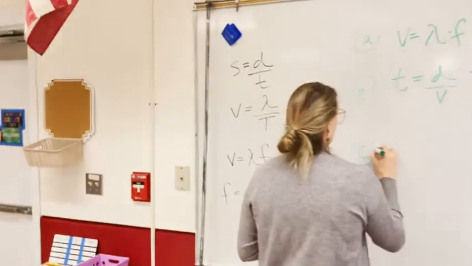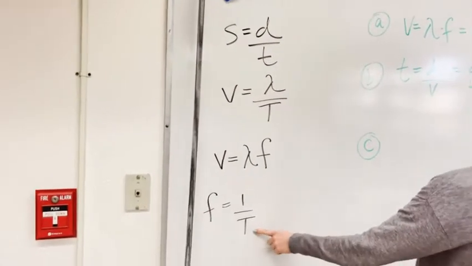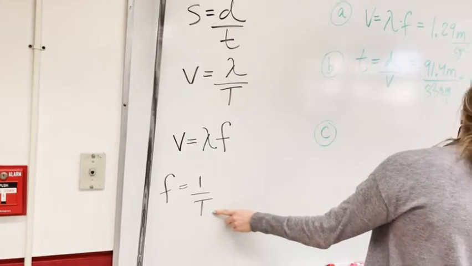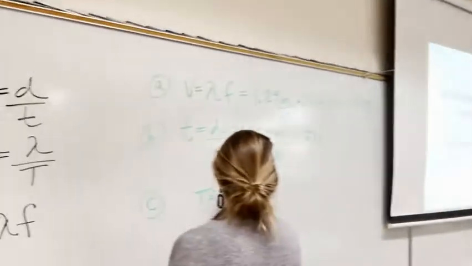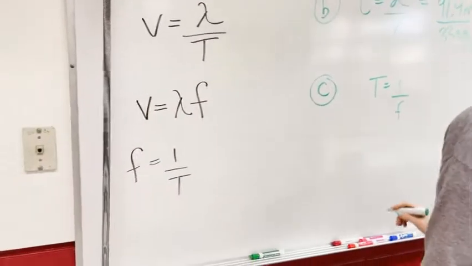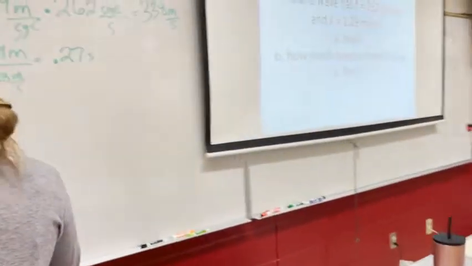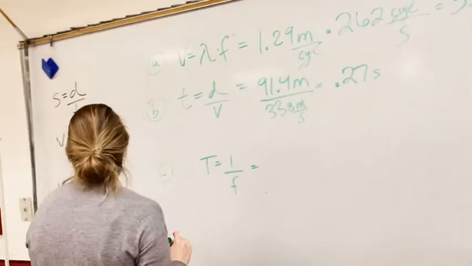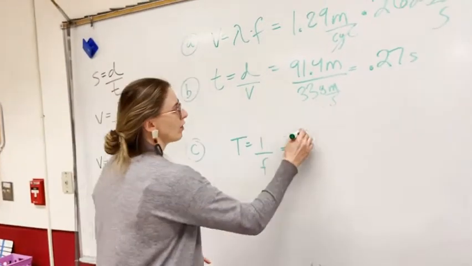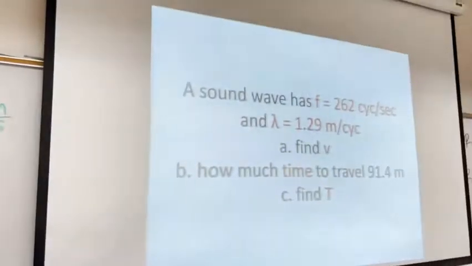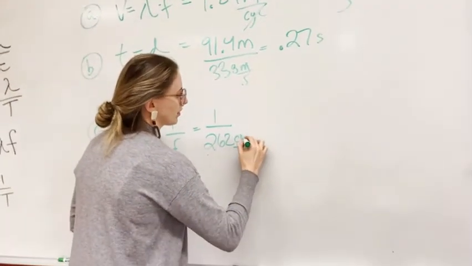Which equation are we going to use, boys and girls? I think you'd use that bottom one because we've got the frequency, and we might have made a mistake on our calculation. I was going to say, we could technically use some of the other equations, but whenever it wants you to find the period and it gives you the frequency, just flip-flop it. So we're going to say 1 over the frequency. Our frequency was 262 cycles per second. Well, Ms. Moore can't ever spell cycles.